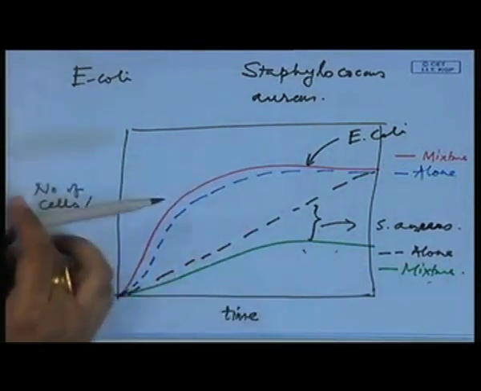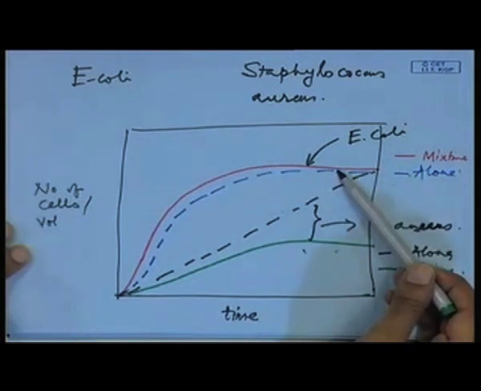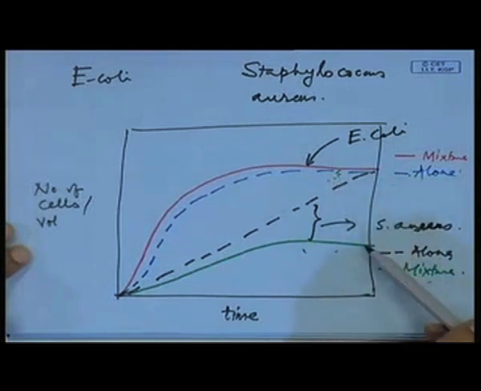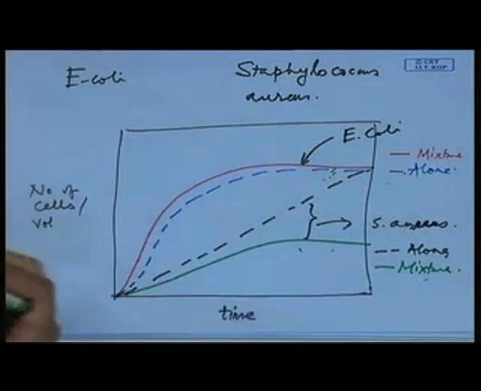Now, look at E. coli. It's more or less the same, but still, when you allow it to grow in a mixture, it grows slightly faster than Staphylococcus aureus. Okay. So, why does that happen? Let us try and understand why that happens.